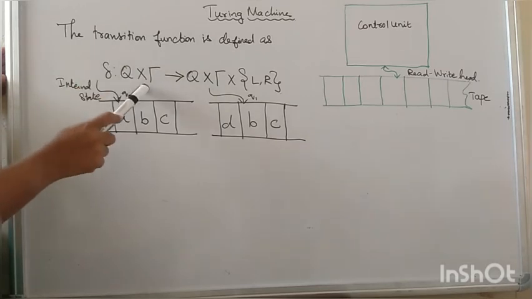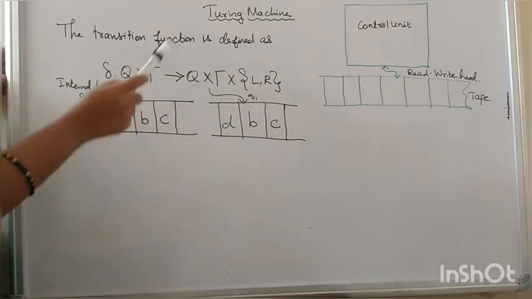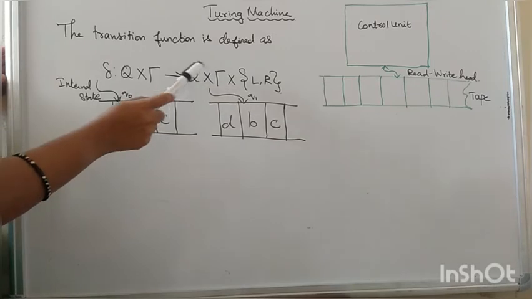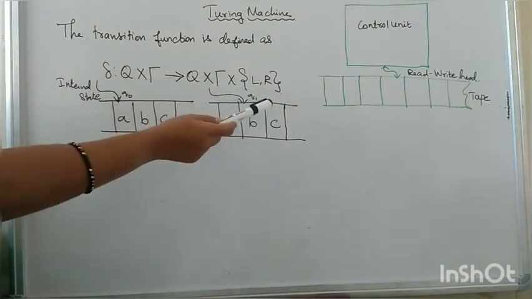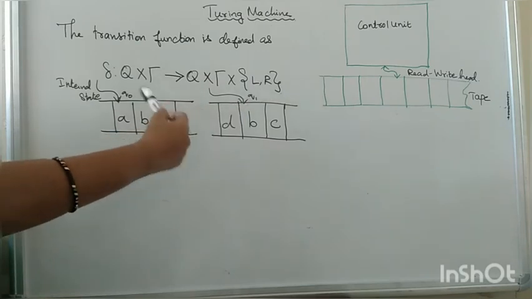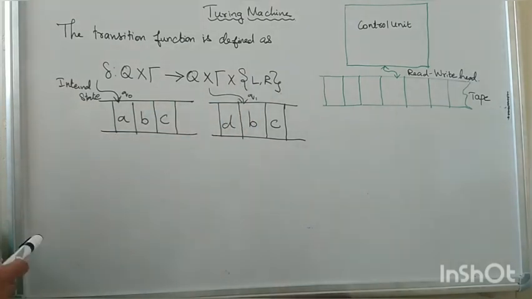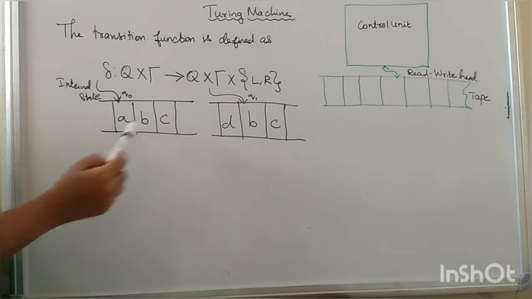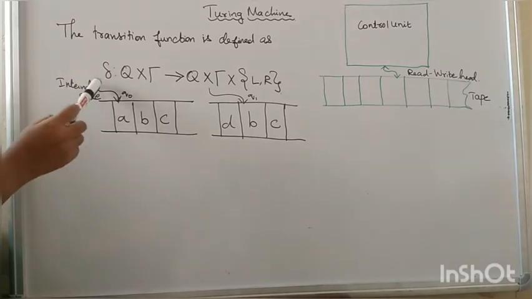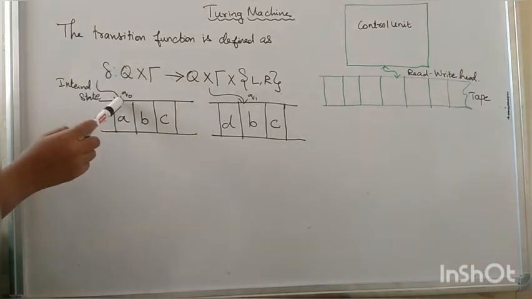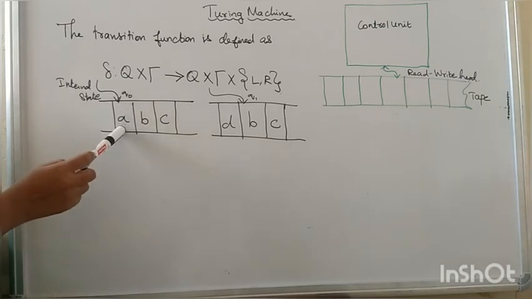By using these things, it tends to the new internal state and the new tape symbol, and it depends upon the move symbol, whether the tape head is moved towards left or right. What we are going to do here is I am just taking one example. Here the tape contains the symbols A, B, C. You can see here that your read-write head is now pointing to the symbol A.